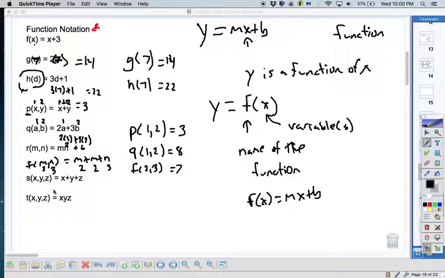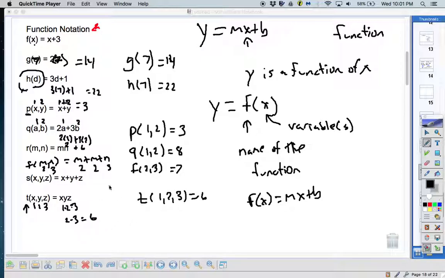And it doesn't stop at 2. You can do as many as you want. So let's say we wanted to find t of 1, 2, 3. It says go find function t. There it is. And you're going to use 1, 2, 3. So the x is 1. The y is 2. The z is 3. And we have letters next to each other, so this means times. So we're going to go 1 times 2 times 3. 1 times 2 is 2. And 2 times 3 is 6. So this is 6. So that's what function notation looks like.